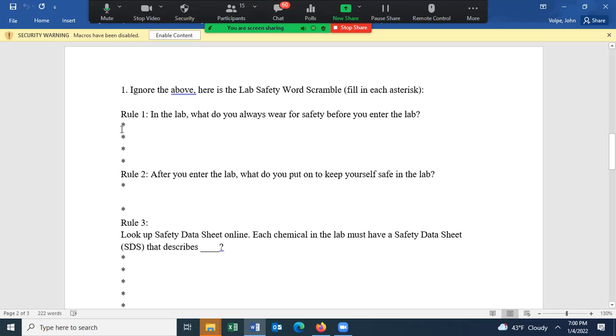But there's four things that you should answer here, and there's an asterisk for each answer. After you enter the lab, what do you put on to keep yourself safe in the lab? Here you should put on the lab coat and the gloves.